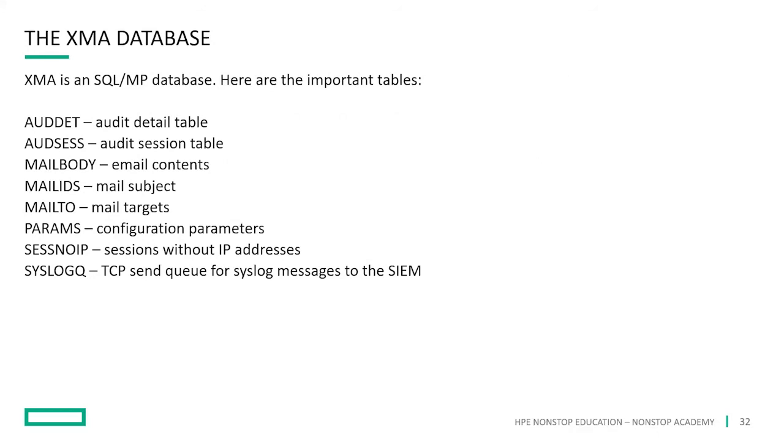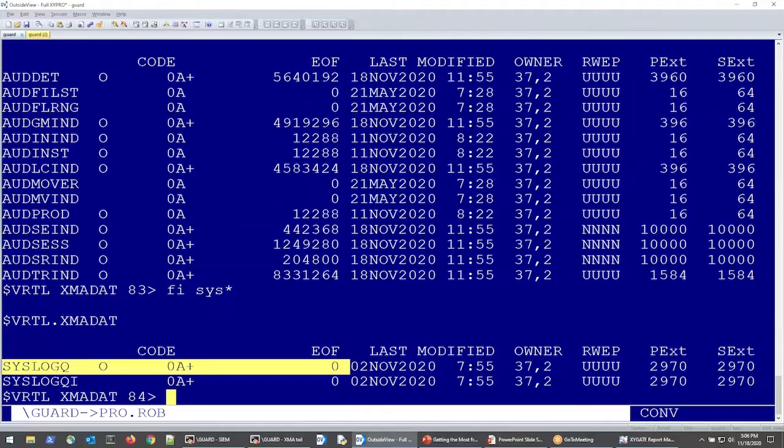I talked about the database maintenance. Let's talk about the database itself. Once again, Merged Audit is an SQLMP operational data store. Here are the tables that you're going to be interested in mostly. The audit detail table, which holds detailed records about events. Let me show you what that looks like.